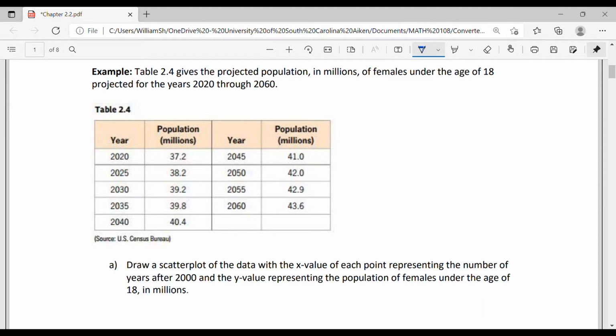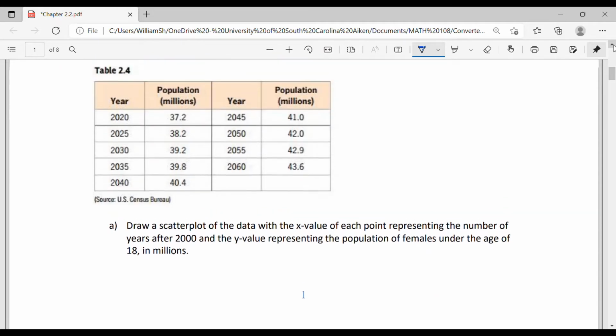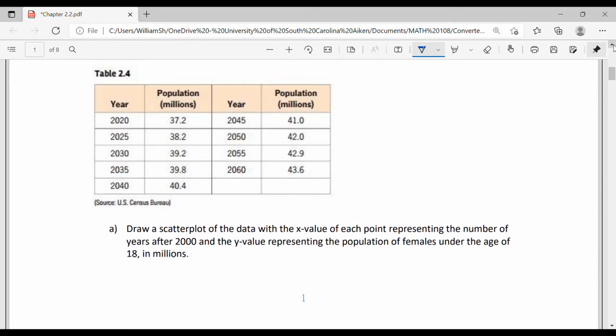Okay, so we've got our little plot here, and before we jump over to the calculator, we want to adjust our years because we're talking about years after 2000. That means our initial year here is going to be 20, our next one's going to be 25, 30, 35, 40, 45, 50, 55, and 60.